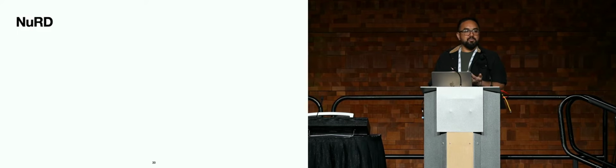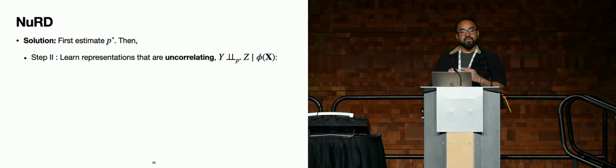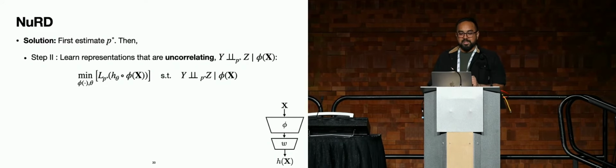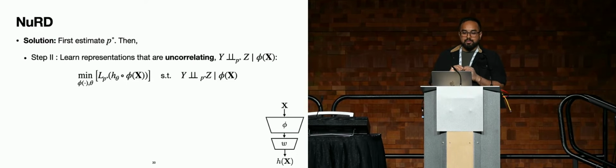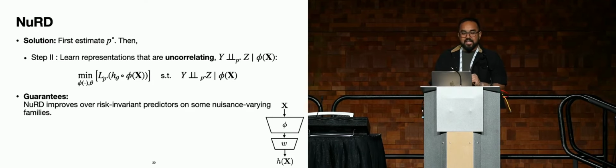So this becomes the node algorithm. You first produce an estimate of the unconfounded distribution, and then you learn representations that are uncorrelating, in the sense that they do not introduce correlation between Y and Z. Implementing this, you do it in the following way: you have a minimization over representations and a function on top of this, under the constraint that when you condition on this representation, the dependence is not reintroduced.